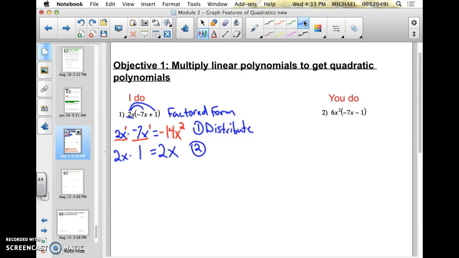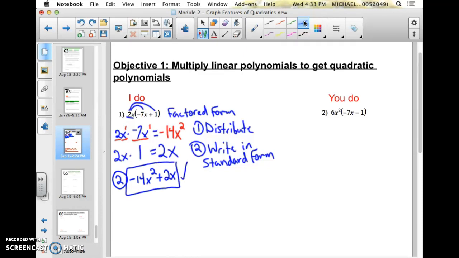Now I'm going to write it in standard form. Step 2, and my final answer is negative 14x squared plus 2x. I put plus because 2x is positive. And I'm done. Pretty straightforward. If you would, go ahead and please pause the video and try number 2 on your own, and then unpause it to check your work with mine.